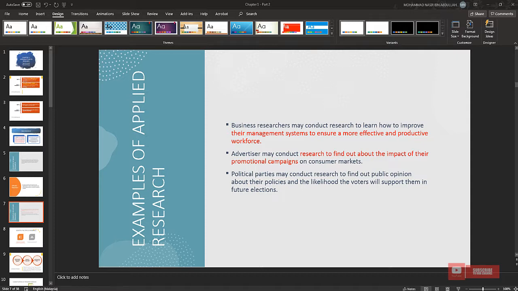Right. So maybe we can look at an example in health. So in health, maybe an investigator tries to identify the healing properties of a specific herb. Maybe an investigation to identify the side effects of using a particular drug. So that is an example of applied research in health, right? So I think that would be enough, right?